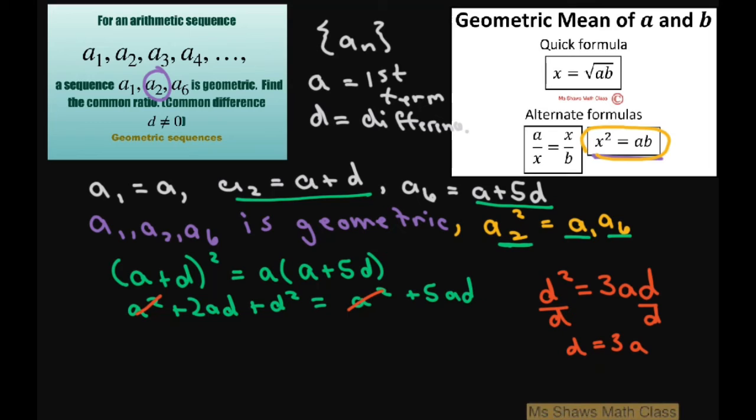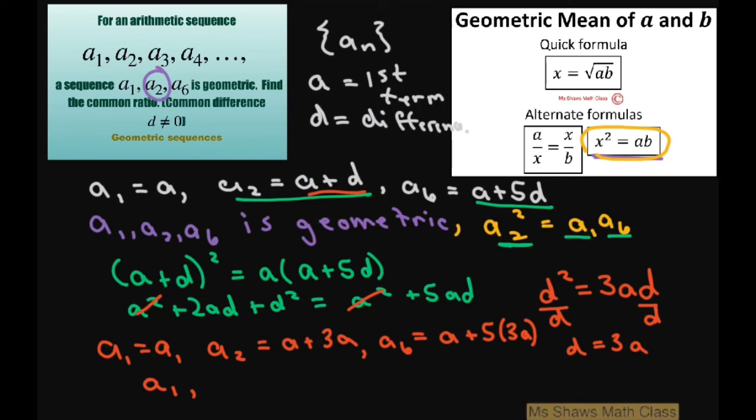Now, A sub 1 equals A, and therefore A sub 2 is going to equal A plus D. That's going to be A plus 3A, and A sub 6 is going to be A plus 5 times D, which is 3A here. So this is going to be 3A. Basically, we get A sub 1, this is going to be 4A, and this one's going to be 16A.